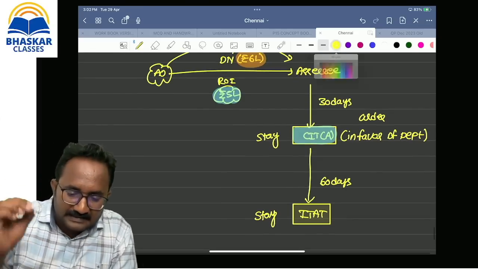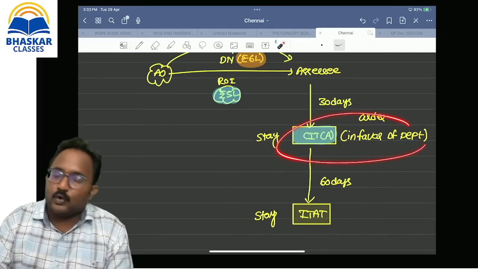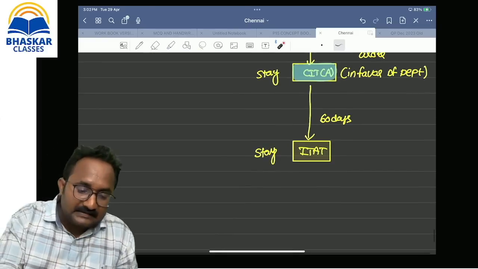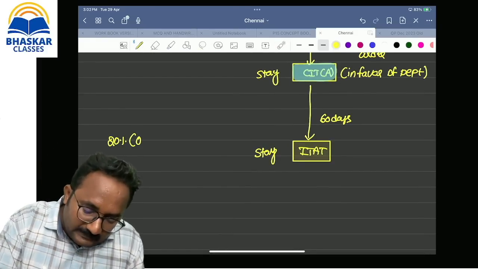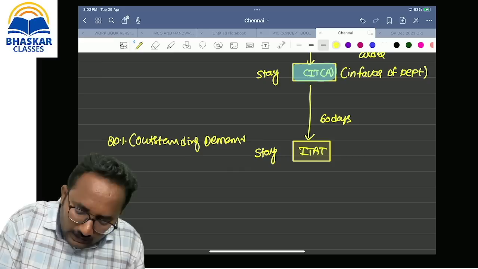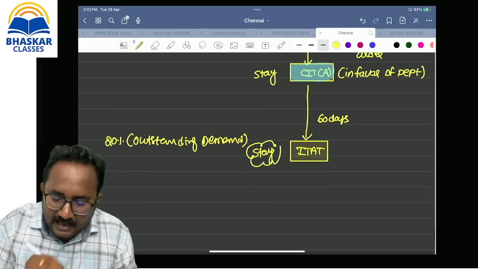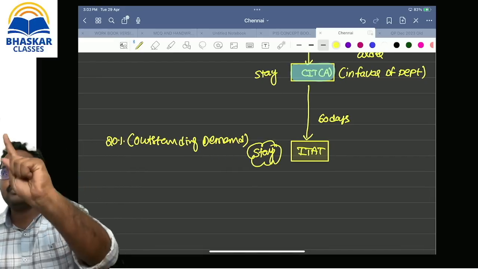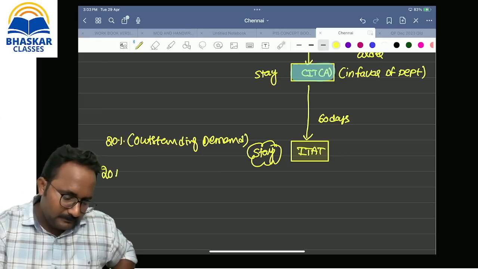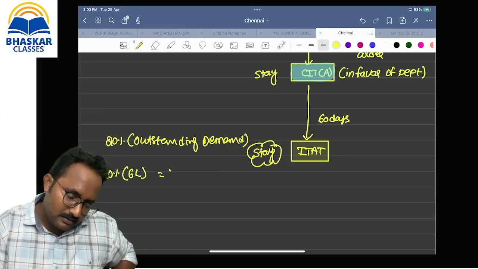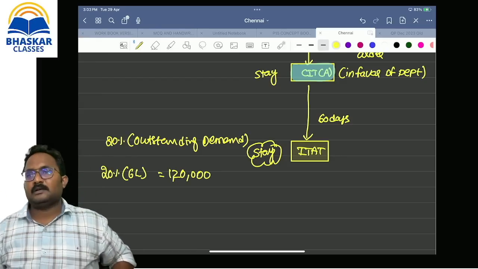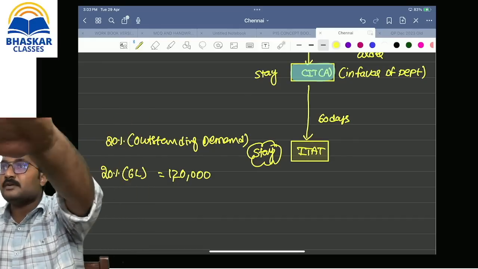What is the reason? At the first level itself, you lost. So they will ask, sir, please pay at least 20% of the outstanding demand, and then I will give the order. If you want to get the stay of demand, at least you have to pay how much? 20% of the demand. Can you calculate 20%? 1,20,000. Then they can give the stay of demand.